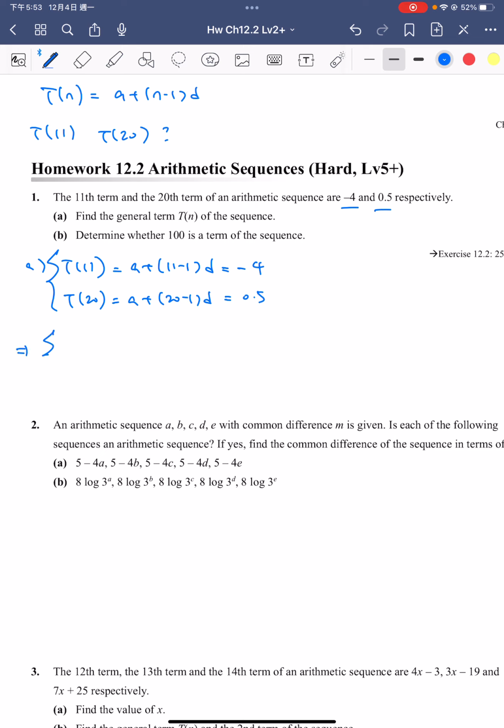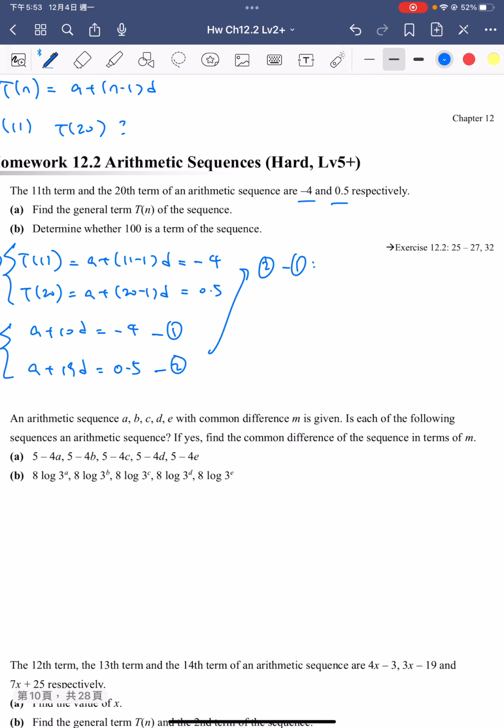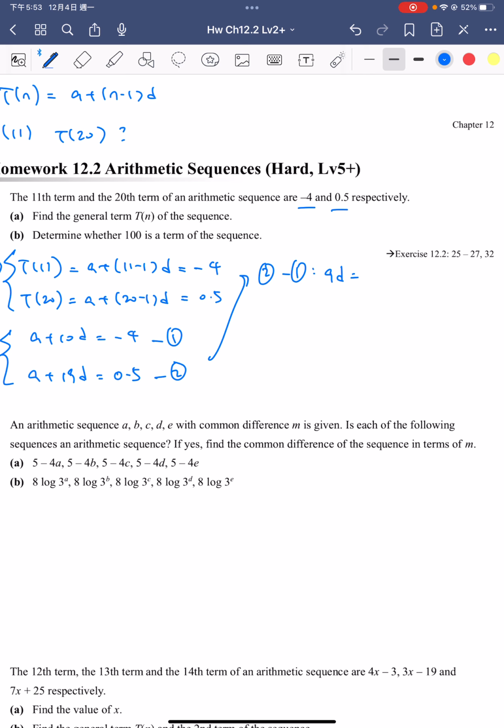We can simplify it further to get a plus 10d is equal to -4, and a plus 19d is equal to 0.5. So this is the first one, this is the second one. If we use the second one minus the first one, then we have 9d is equal to 0.5 minus -4. So 9d is equal to 4.5, so d is equal to 0.5.